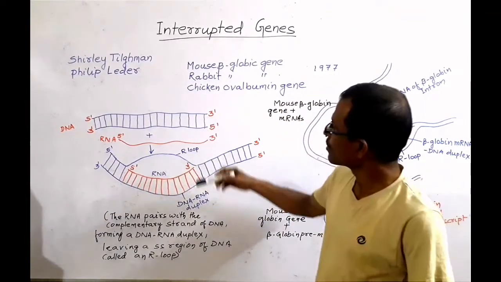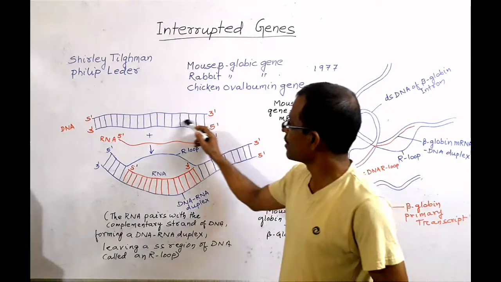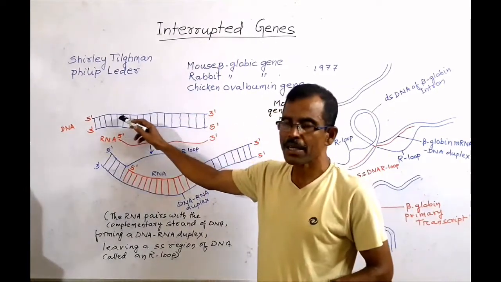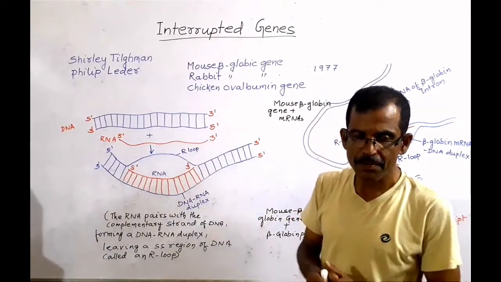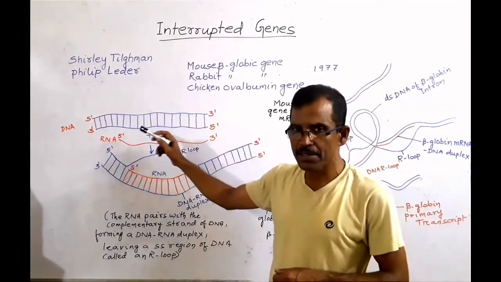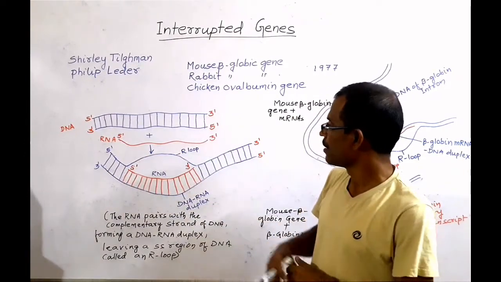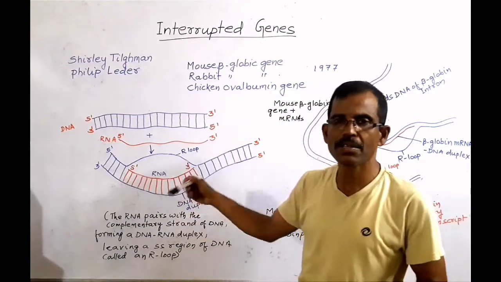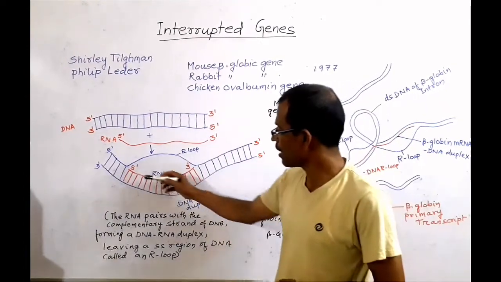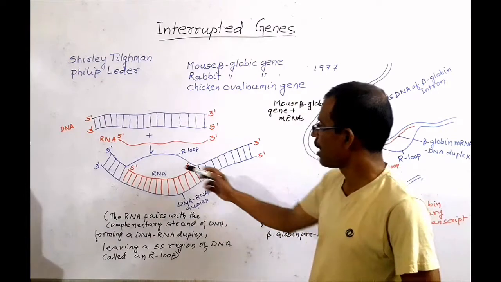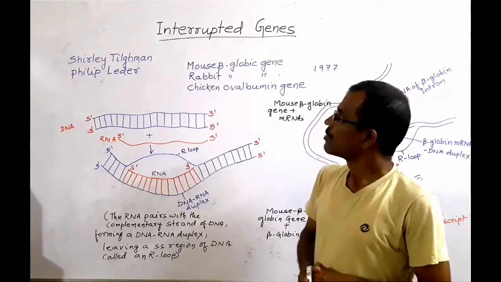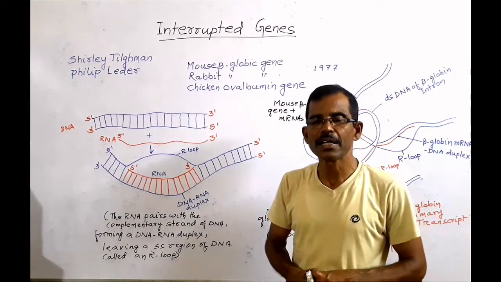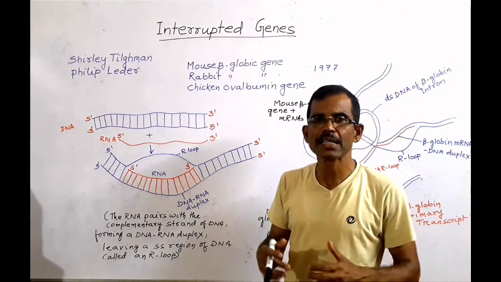So friends, in this figure, this is the double-stranded DNA. This double-stranded DNA is partially denatured. After that, the partially denatured double-stranded DNA is incubated with homologous RNA. After that, hybridization occurs, so the DNA-RNA hybrid is formed, and this is the R loop. Shirley Tilghman, Philip Leder and colleagues conducted a number of hybridization experiments.